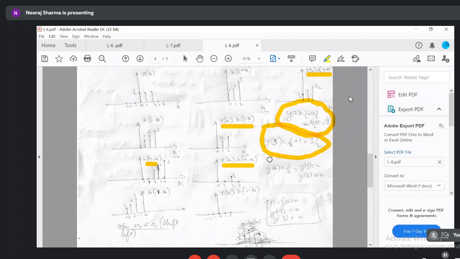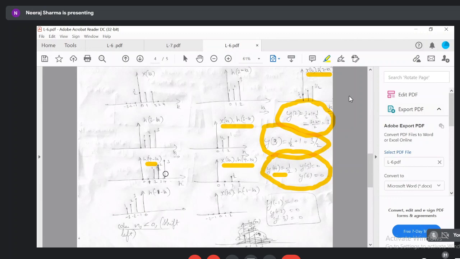So step number 5 says to add all the samples in the given product sequence. So we have added 0 plus 1 by 2 plus 0, that is 1 by 2. So y4 will be equal to 1 by 2. Now what is y5 and y6?